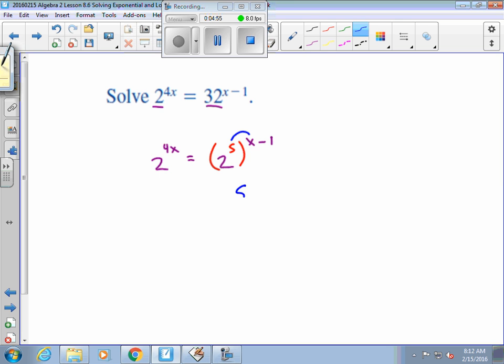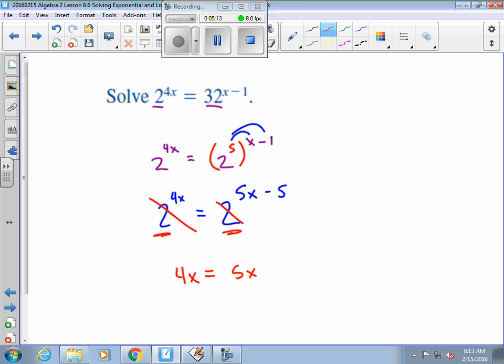5 times x is 5x. 5 times negative 1 is negative 5. So it's still 2 to all of that, and it's still 2 to the 4x power. Now notice again, both of your bases are the same, 2 and 2. So you eliminate them, or you equate the powers. 4x then is equal to 5x minus 5.